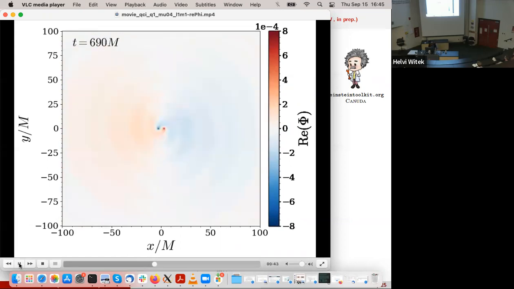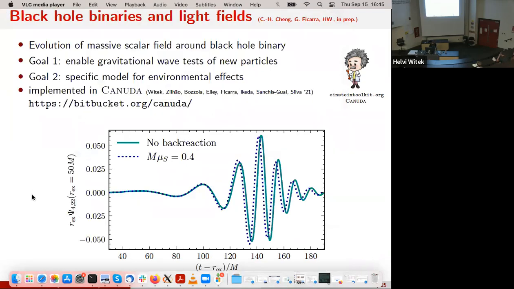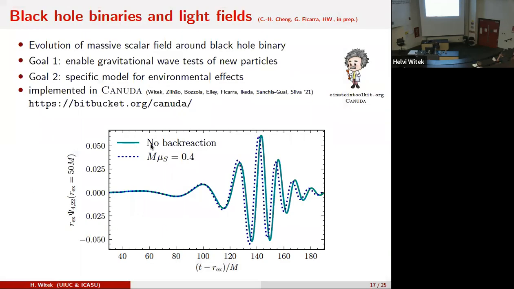finish the animation, because now the next question that you may want to ask is, if I generate scalar dipole radiation, what does it actually do to my binary? Because now this radiation will carry energy away from my system. Does it change my gravitational wave signal? Let me just stop here, because this is just a long after-merger evolution. And let me show you instead the gravitational wave signal that we get.